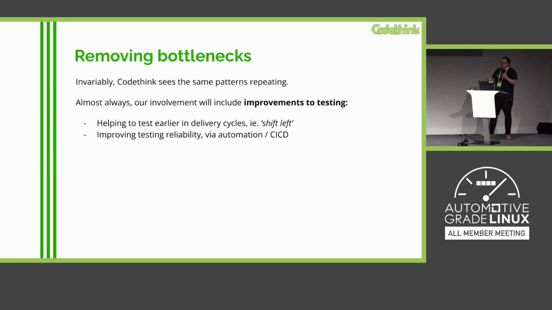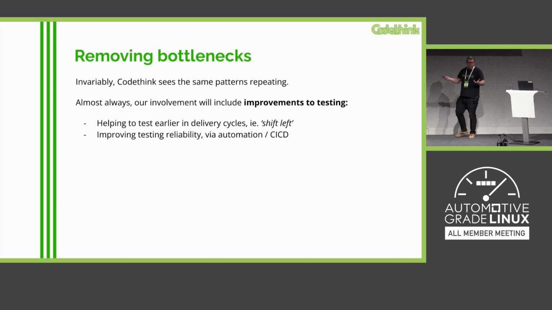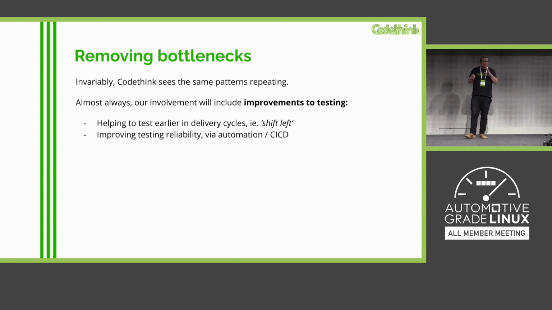And invariably, we do see the same problems repeating on different projects in the same manner, and we always find bottlenecks in testing of some form or another. And broadly speaking, there are two main ways that we work on testing on projects. One is a concentrated effort to try to bring more testing earlier in the cycle, or better testing, more focused testing, maybe you could say. This is often called shift left, which Magnus mentioned this morning in his talk as well. And then also improving the reliability and robustness of testing. And that is almost always through automation and CI and CD.